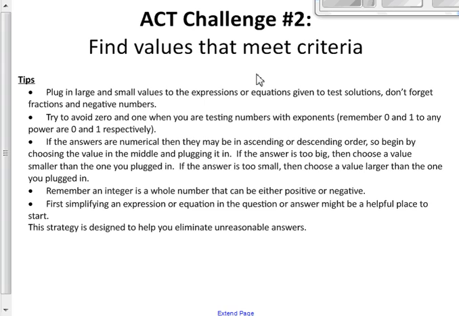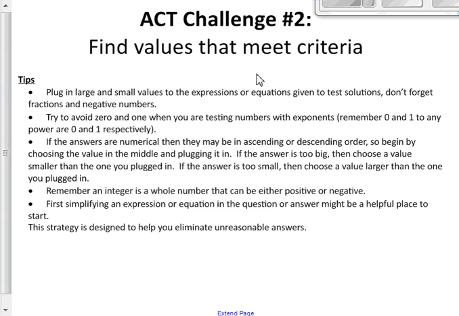That way, if the answer is too big, then you know that you can eliminate the other numbers that are going to be larger than that. If it's too small, you can eliminate the answers that are smaller than that. It just saves a little bit of time by starting in the middle. You'll oftentimes see the word integer, and don't let that confuse you. It's just a whole number that can be either positive or negative. They like to throw in those vocabulary words just to trip you up.